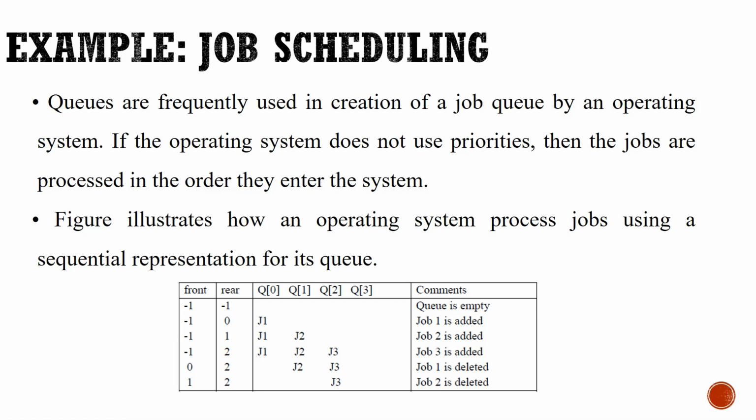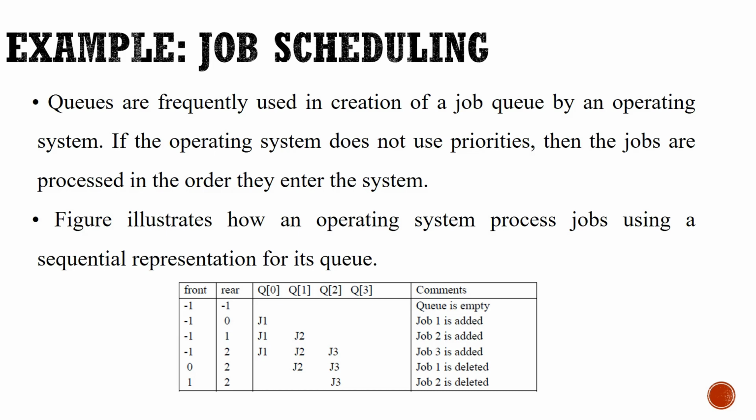When I insert the next element J3, front remains the same, that is -1, but rear will be equal to 2. Now when I delete the first element, which pointer has to be incremented for the deletion? That is the front pointer. So now the front will be incremented by 1. Earlier it was -1 plus 1, now it will be equal to 0. So now the first element is deleted.